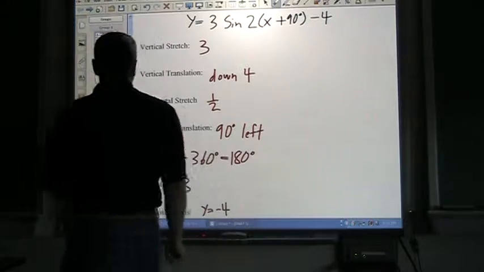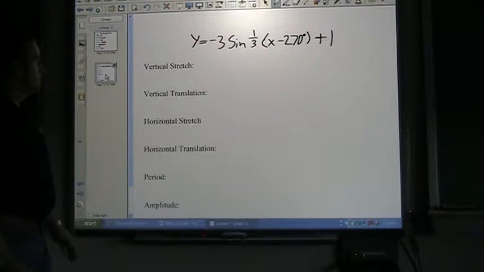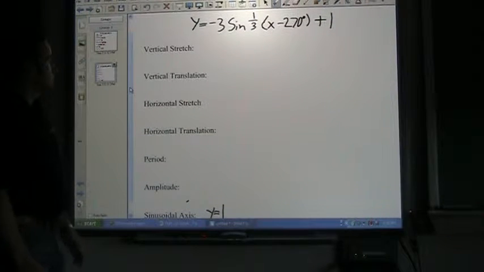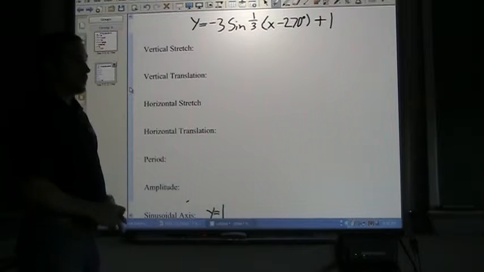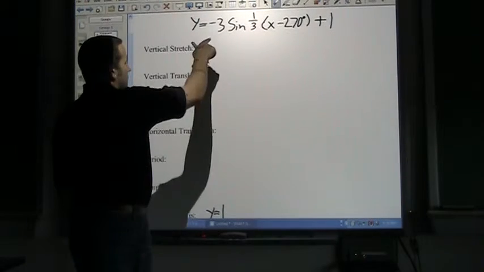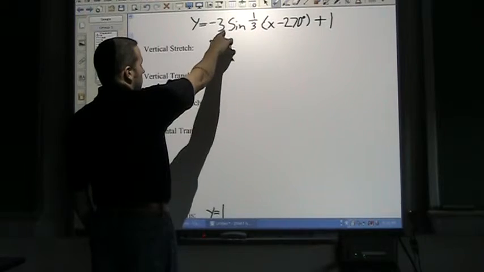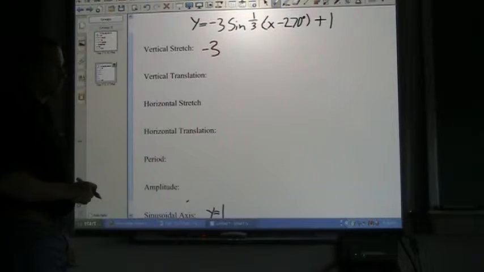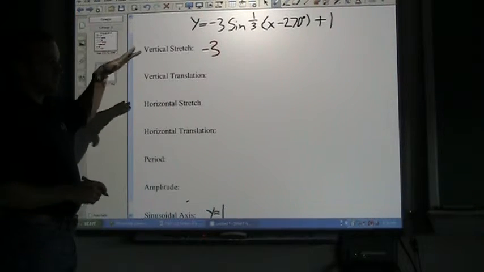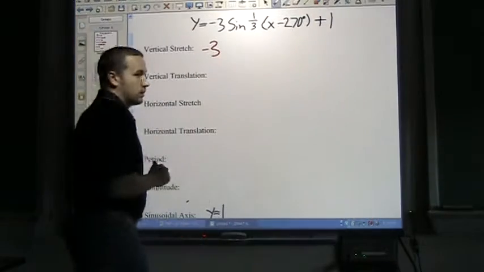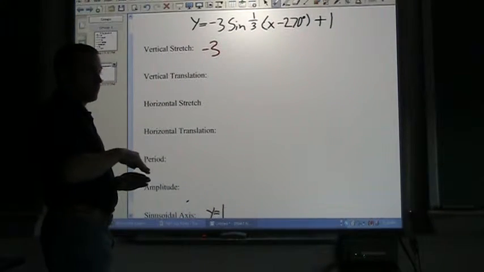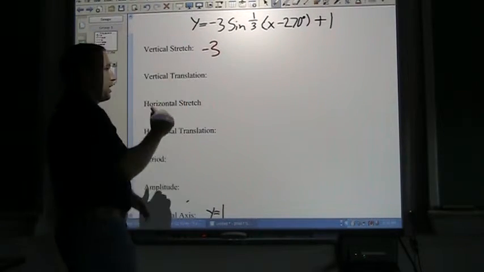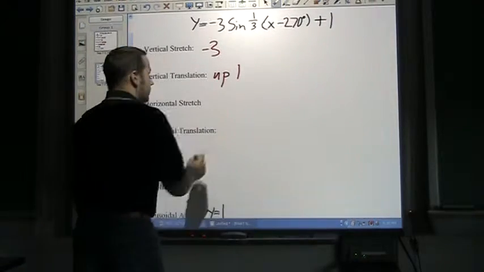Let's do another example here. Similar equation here. Vertical stretch, up and down. There's my vertical stretch at -3. Vertical translation, again, up or down. The +1 here on the end tells me I've gone up 1. My new sinusoidal axis is up 1 at y equals 1. So I've translated the whole thing up 1. So we say up 1.